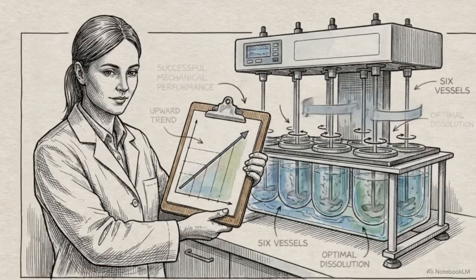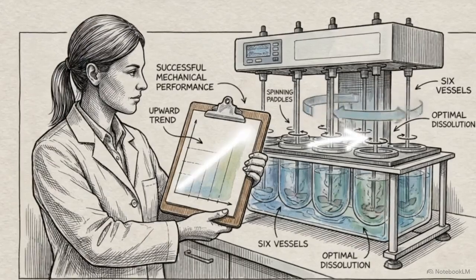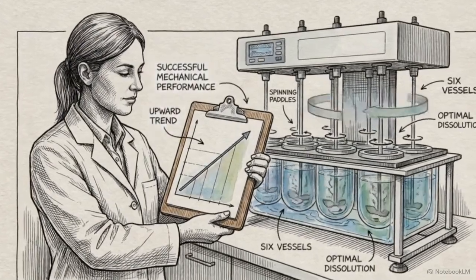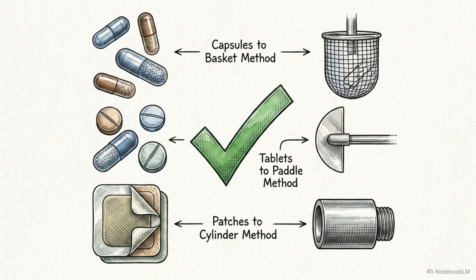Matching the physical properties of the drug perfectly to the engineering of the machine prevents ruined lab runs. Mastery of USP dissolution comes from understanding the physical trade-offs between machine engineering and drug behavior to guarantee accurate, efficient results.